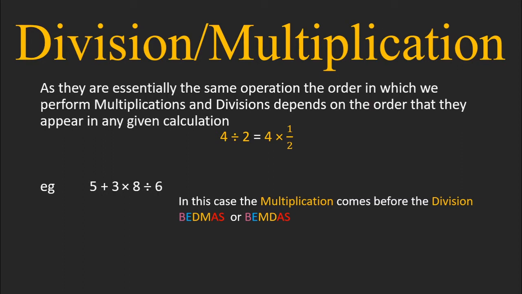So working this out, I'll just write 5 and add to that the answer of 3 times 8. And then I remember I need to divide by 6. So that's 5 plus 24 divided by 6. Next, I'm not going to add yet. The next thing I want to do is divide. So I'm going to do 5 plus and the answer of 24 divided by 6. So 5 plus 4. Now there's only one operation left, an addition. So I'm going to go ahead and perform that addition. 5 plus 4 is 9.